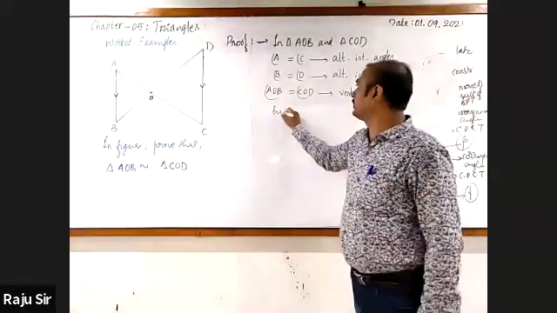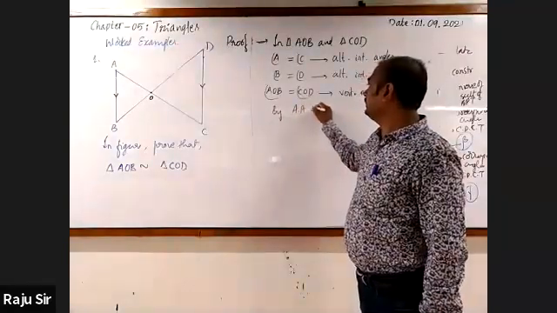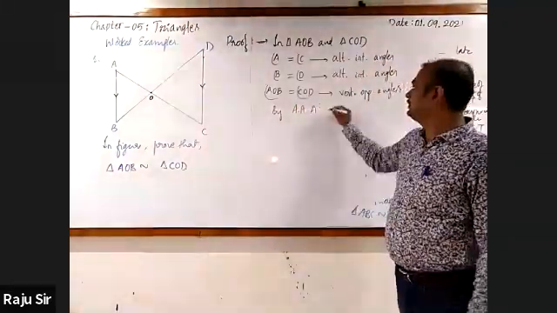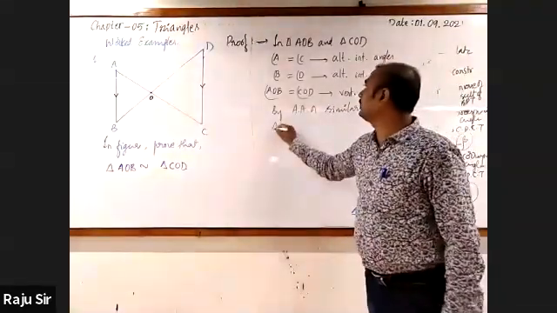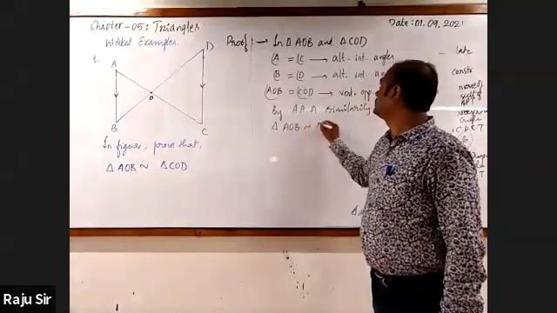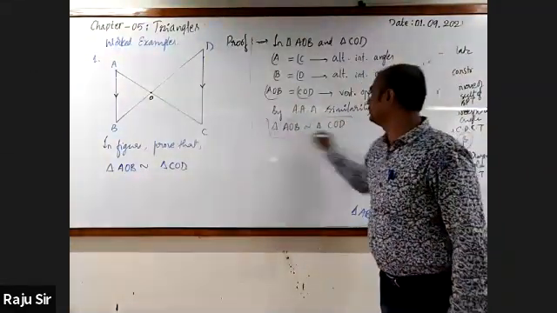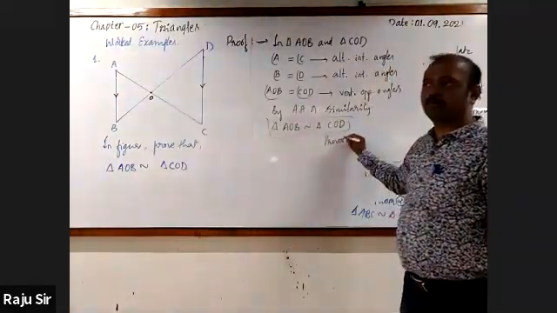Now here I'll write by AAA or just AA, AA similarity. Triangle AOB is similar to triangle COD. Hence it is proved.